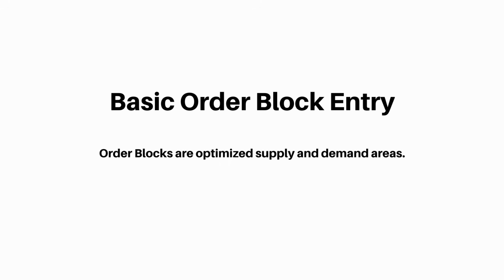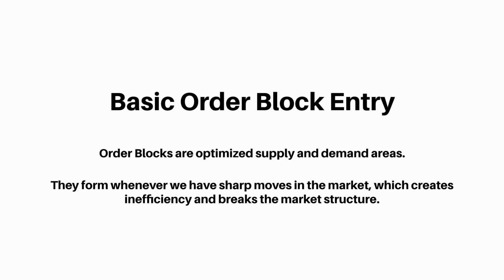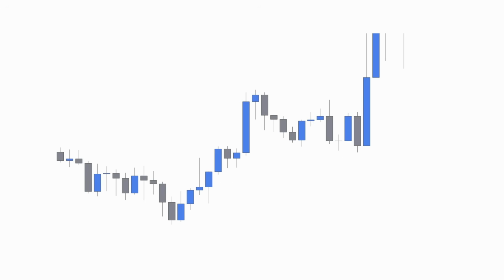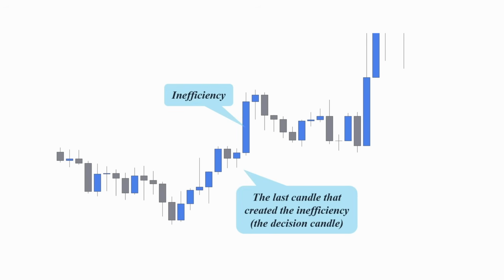Order blocks are optimized supply and demand areas. They form whenever we have sharp moves in the market, which creates inefficiency and breaks the market structure. Traders define order block zones in various ways. But here is how we mark order blocks in different market scenarios. Usually we mark the last candle that created the inefficiency as an order block, which we believe that the decisions are made during this candle.